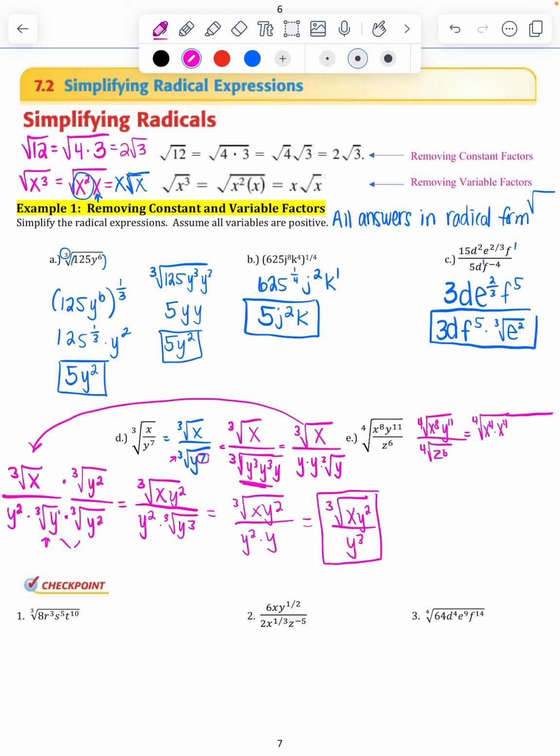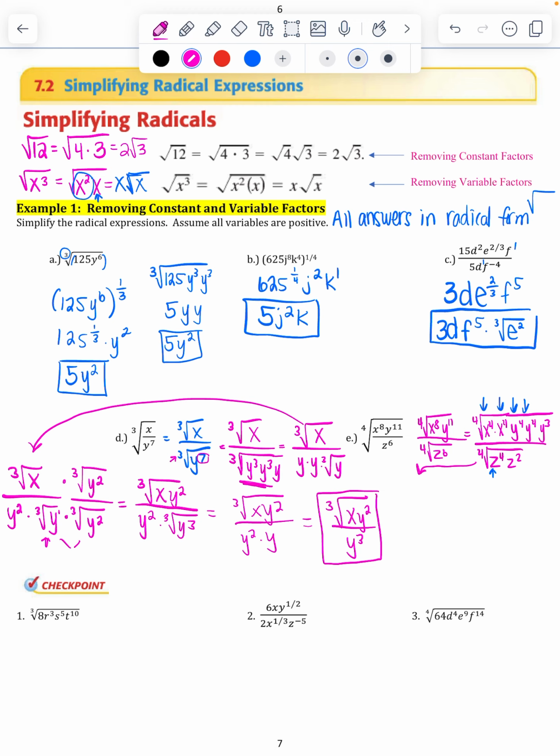We're going to break up 11 into groups of 4s, y to the 4th, y to the 4th, that's 8, and then y to the 3rd, that makes 11, all over the fourth root of z to the 4th, z squared, that is 6. Okay, everything to the 4th power will be able to be fourth rooted. This, and this will all come outside of the actual fourth root symbol. So I'm going to complete the rest of that work right here.